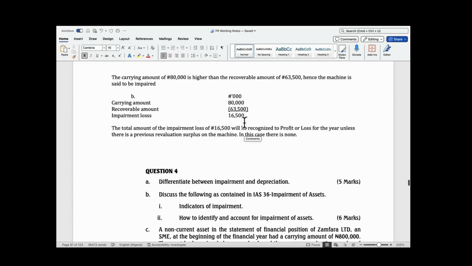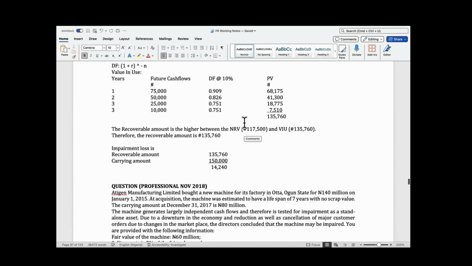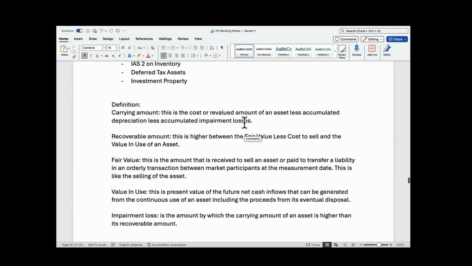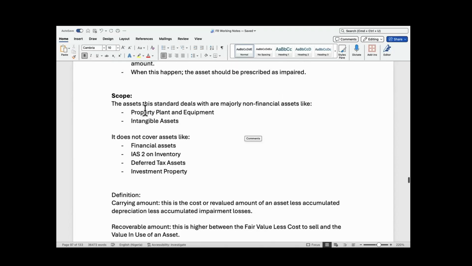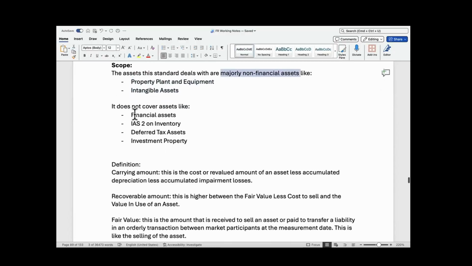But the standard itself is very straightforward, as the objective is just to ensure that we do not overstate our assets. When I say asset, I was able to narrow it down for you last week that they are majorly non-financial assets, and I gave you some examples. And I also identified the assets that are not covered by the standard.